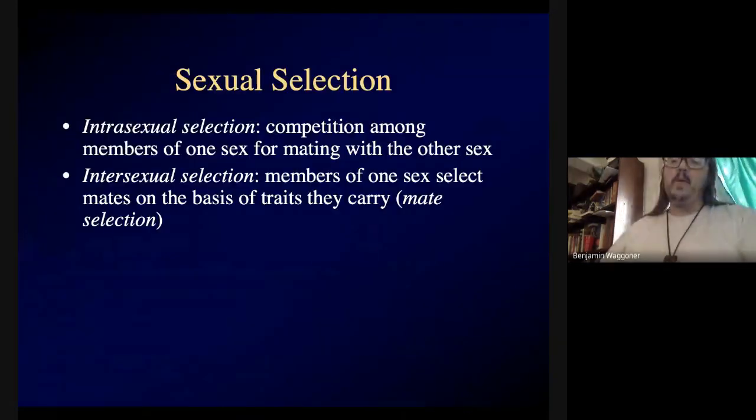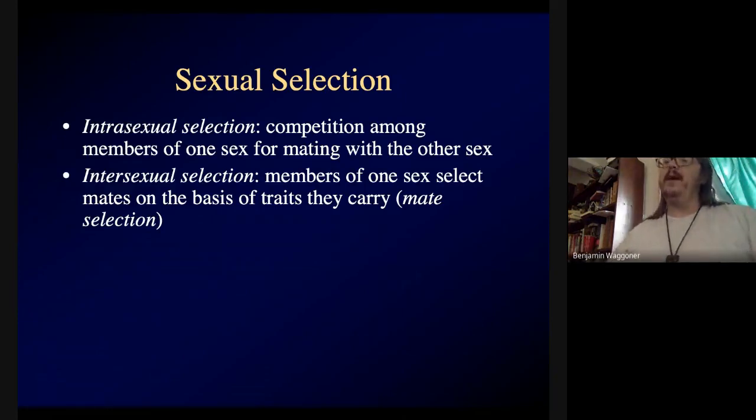All right. One of the things Darwin pointed out, and he was one of the first to notice this, is a phenomenon called sexual selection. And that takes two forms, intrasexual and intersexual. In intrasexual selection, competition happens among members of one sex for the opportunity to mate with the other sex. In intersexual selection, members of one sex select mates on the basis of traits that they have. That would be mate selection.